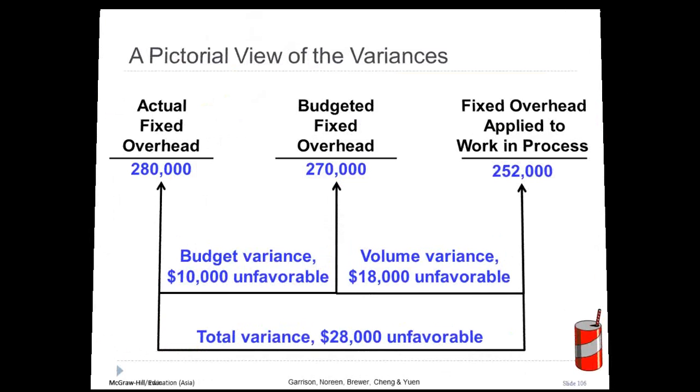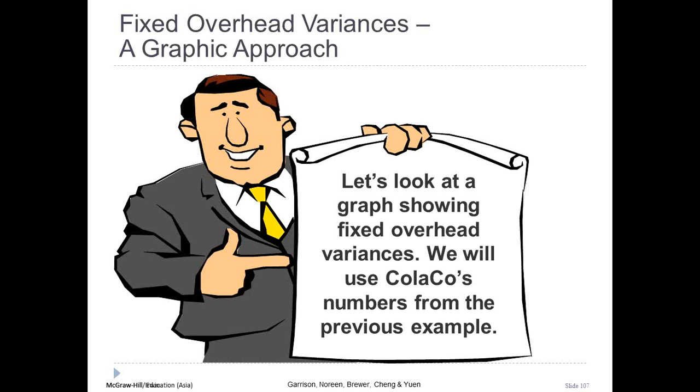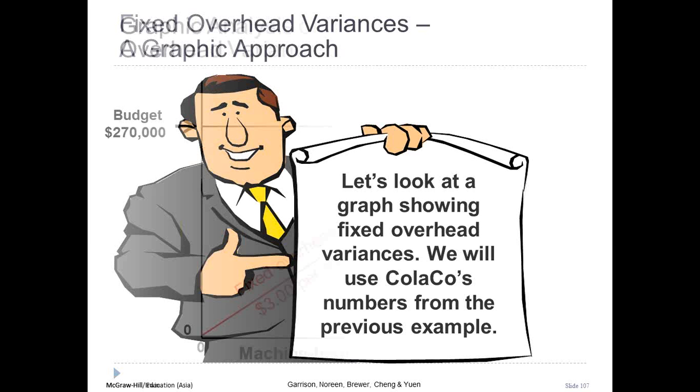Often it's helpful to look at fixed overhead relationships in graphical form. We will use the Cola Company data from the previous example. The vertical axis is used to graph fixed overhead cost. The first cost that Cola would plot on this axis is $270,000 of budgeted fixed overhead. The horizontal axis is used to graph the volume of activity. The first activity level that Cola would plot is its denominator activity level of 90,000 machine hours.